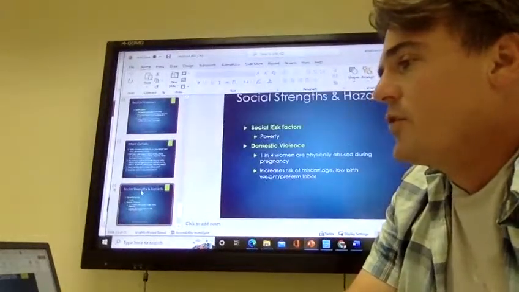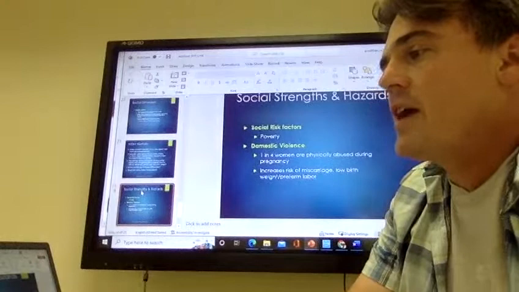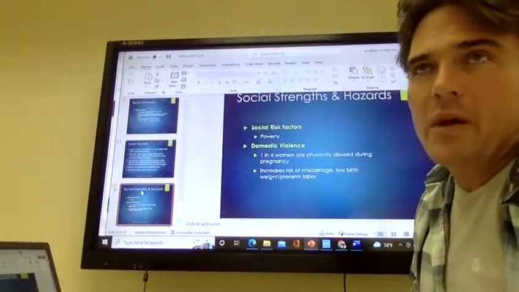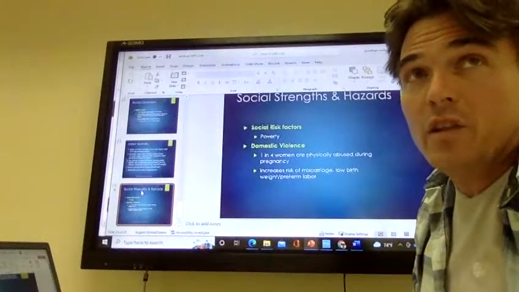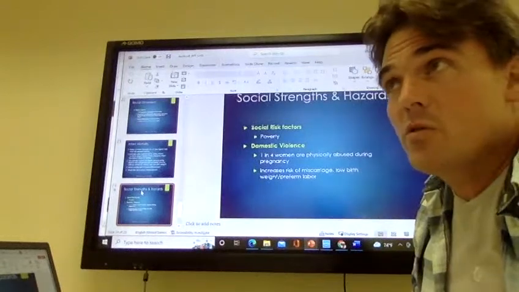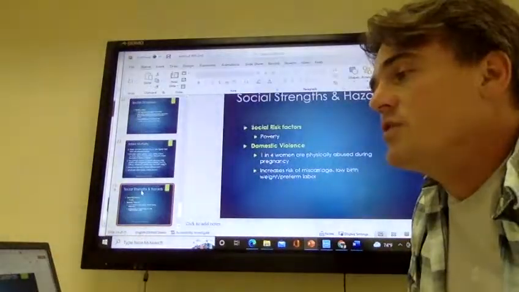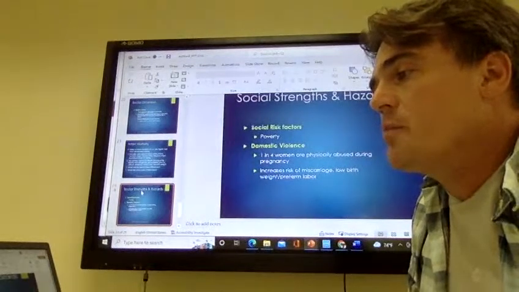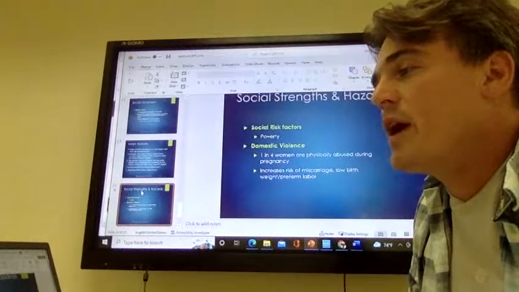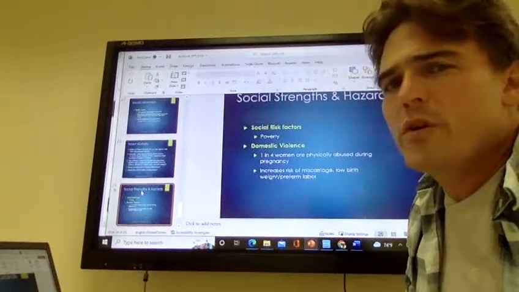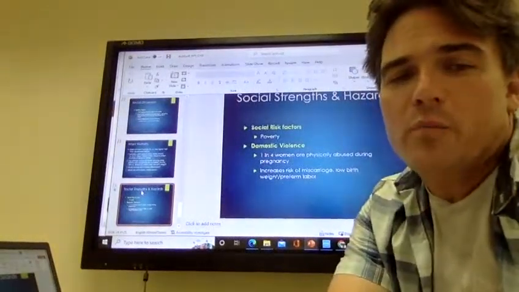social strengths and hazards. So one of the social risk factors is poverty. Again, if you are in a food desert or have lack of access to nutritional foods, that can be challenging. Also domestic violence. So 1 in 4 women are physically abused during pregnancy. And there's research on that. The rates go up during pregnancy.